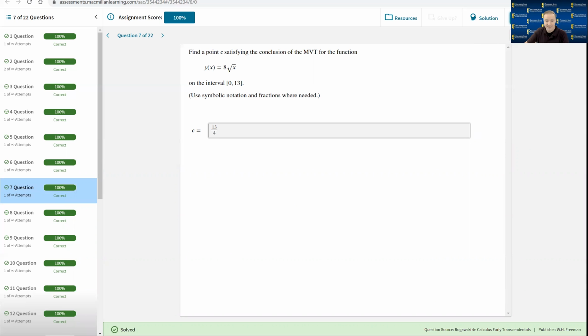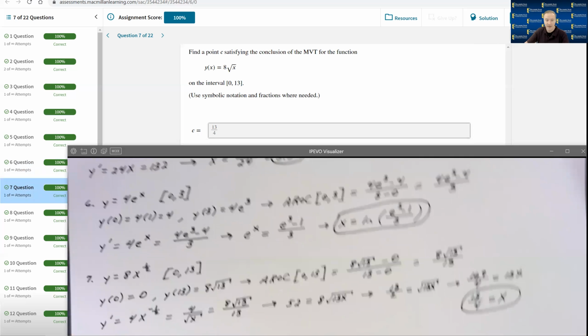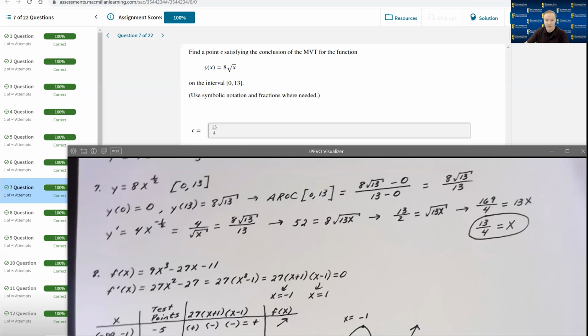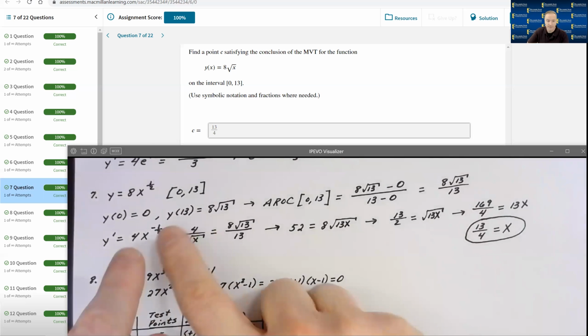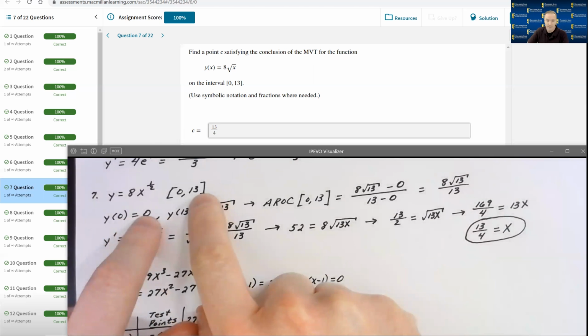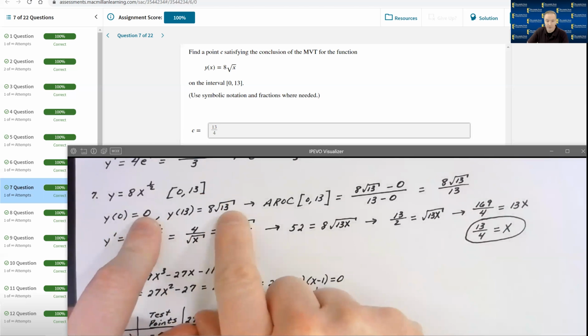Number 7 is still continuing this mean value theorem logic train. I think it's the last one. Yeah, the next one goes into the first derivative test. So for number 7 here, it's giving me a radical function. I go ahead and write that as 8x to the 1/2 power. And we're supposed to evaluate that from 0 to 13. Clearly, 8 times the square root of 0 is 0. And then for the 13, it's just going to be 8 on the root of 13.